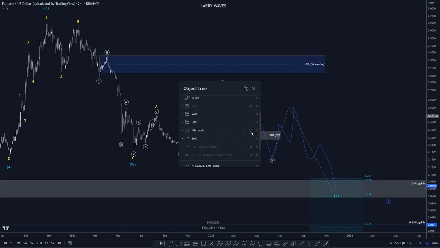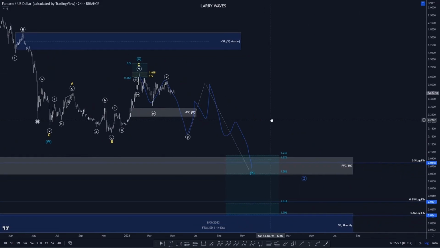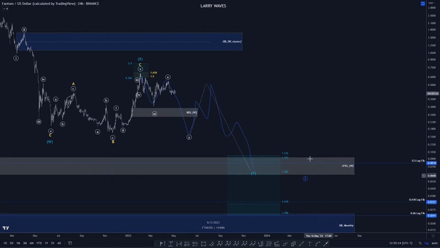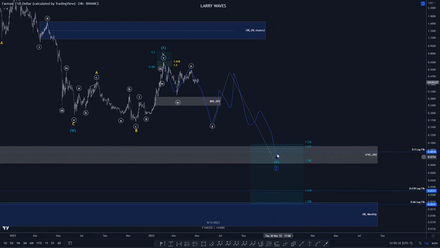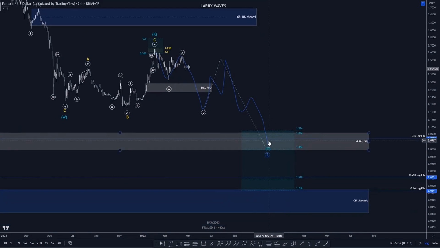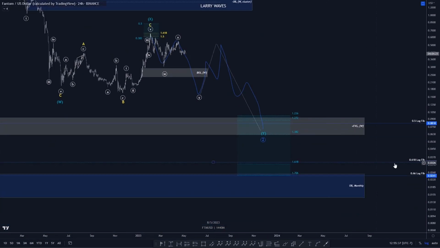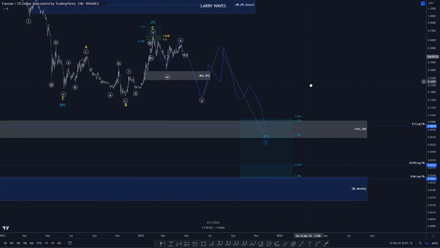What do we have here? Looks like we're looking for this weekly fair value gap coupled with this 0.5 log, just something that's characteristic for a wave two in a larger time frame, I would expect. So this does have some good expectations. And if this fails, then we can come right here to this golden pocket stacked on top of this monthly order block.